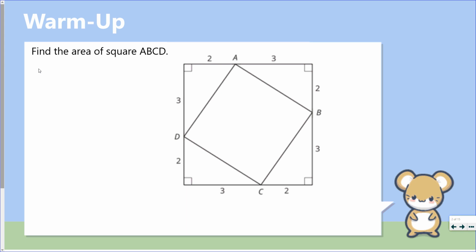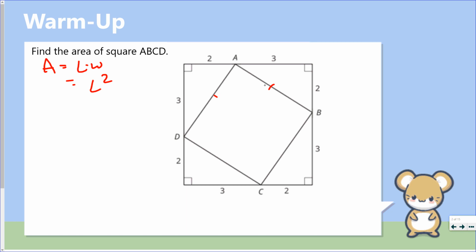I have a square, and inside that square, I have a smaller square, but it's crooked, right? Can you find the area of the square? Well, how do we find the area of a square? Area is equal to length times width, right? Now, it's also equal to length squared because these are going to be the same length.